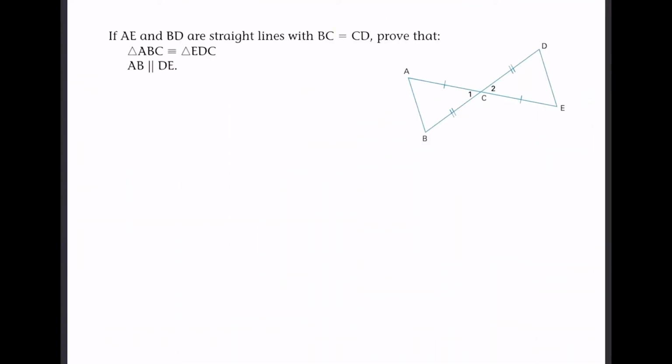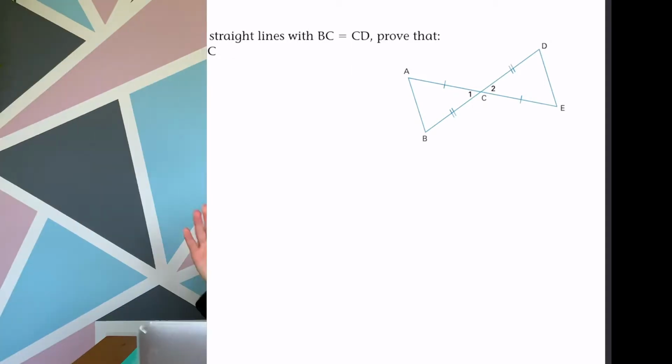If we get into the first question: if AE and BD are straight lines with BC equal to CD, prove that triangle ABC is congruent to triangle EDC, and also prove that AB is parallel to DE. Our congruency sign looks similar to an equal sign, except instead of 2 little lines, it has 3 little lines. That's the sign that we're going to be using in this video.